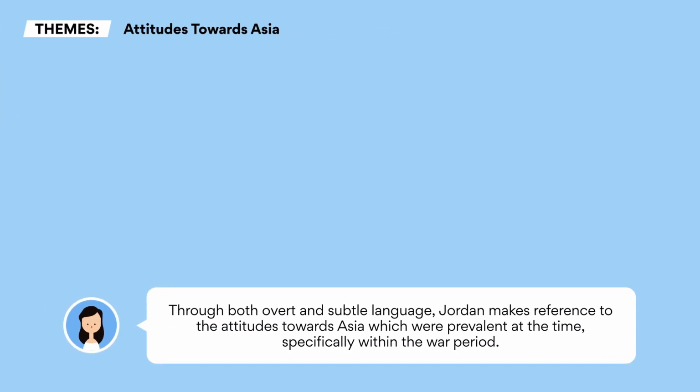Attitudes towards Asia. Through both overt and subtle language, Jordan makes reference to the attitudes towards Asia which were prevalent at the time, specifically within the war period that saw many Australians fearing the Nip. The derogative slang used for the Japanese represents a lack of understanding and fear. The bombing of Darwin and the attack on Sydney left many feeling particularly vulnerable to the Japanese, exacerbated by the fact that Japanese culture was not widely understood and was often misrepresented. The Japanese were stereotyped as brutal and inhuman.